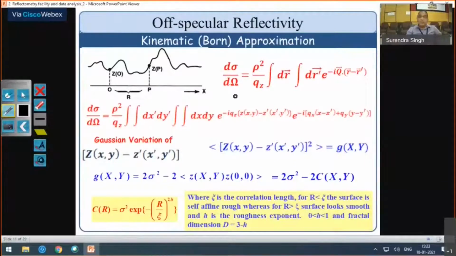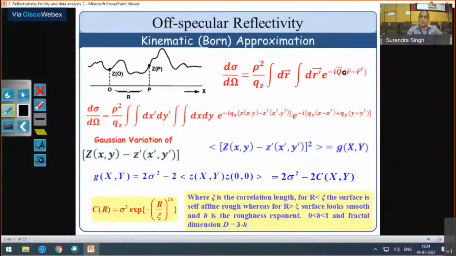So d sigma by d omega is nothing but this rho square. It is n square b square. If you put the potential value there and then calculate this d sigma by d omega, this is very straightforward. You might have done this in the first lecture. And by qz, it becomes e to the i q dot (r minus r dash), where r and r dash are the x, y, z components at one particular point on the lateral dimension of one interface, and r dash is the other point.